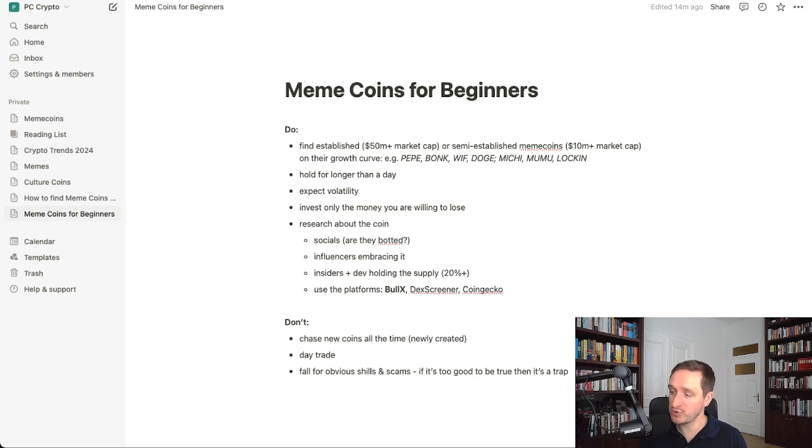In the end, also don't fall for obvious shills and scams. If it's too good to be true, then it's a trap. If people are saying that this is the next Doge going to $10 billion, then probably it's not, and you should be a little bit skeptical. There's definitely money to be made in meme coins, and we had amazing stories of people going from like $500 to $2 million, real stories, but we have already many stories of people going from $1 million to zero. So you can really lose all your money as well. It goes both ways because you have this volatility. So you should expect it, you should embrace it, and then it's good to really start trading meme coins.